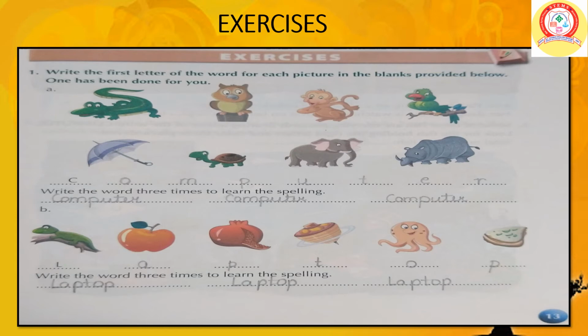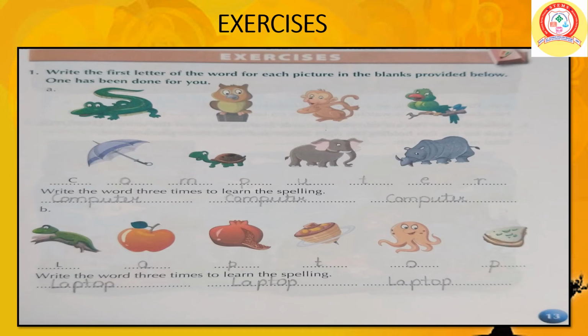When we join these first letters of all the pictures, there is one word, that is computer. So children, you have to write the spelling of this computer 3 times. Okay. Now let's move to the B1.